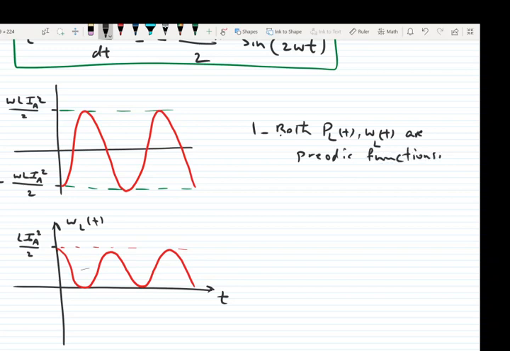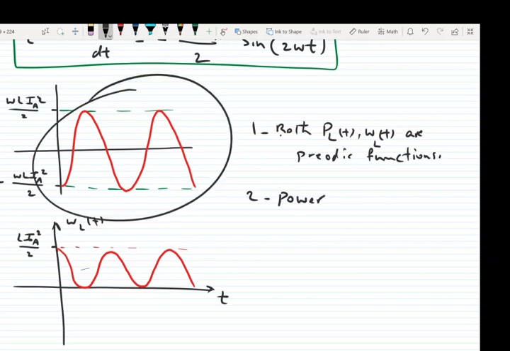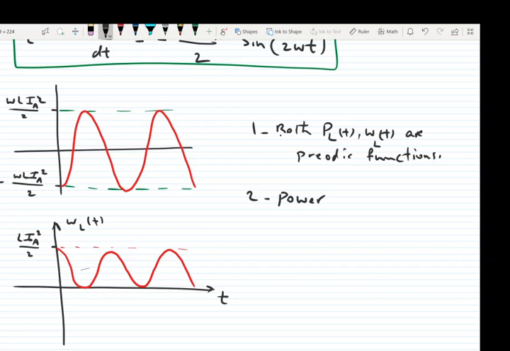Okay. The second conclusion: we see that power is alternately positive and negative.